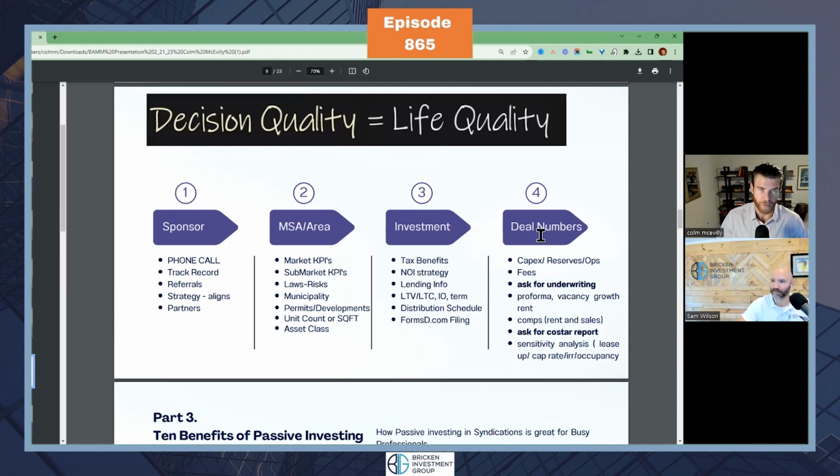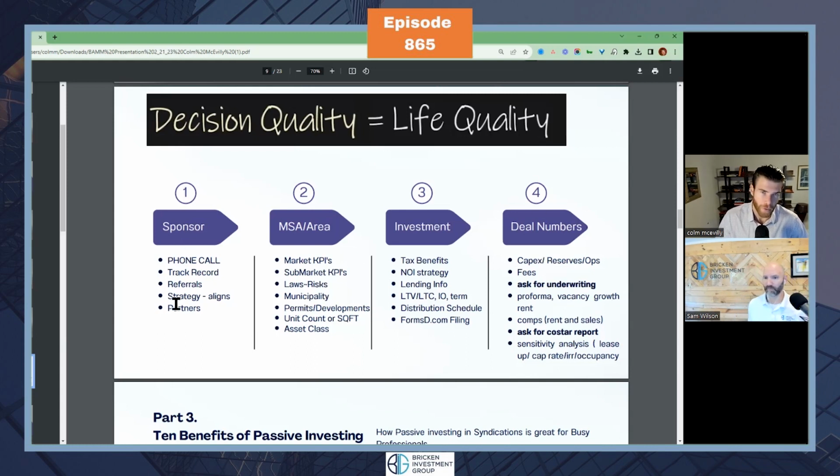There are a couple of reasons for that. One, what if the investment strategy doesn't even work with what you're looking for? Then the deal numbers don't matter. What if the market has laws or developments or big units nearby that don't align with what you think is best for the use of your money? Then the deal numbers don't matter.